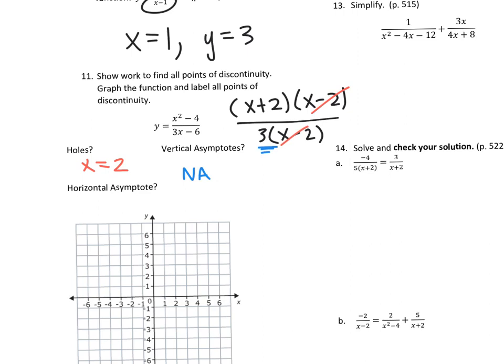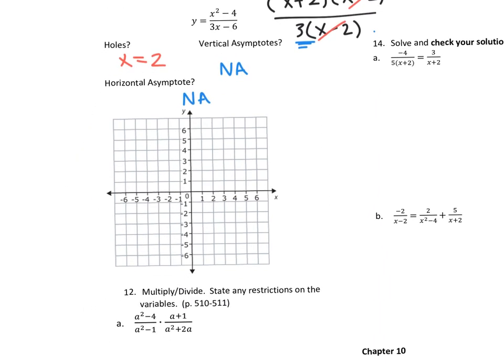Horizontal asymptote, you want to check the degree of the numerator and the denominator. If the degree of the numerator is greater than the degree of the denominator, which it is, there's not a horizontal asymptote. If the degree of the numerator and the denominator are the same, then you're going to do the ratio of the leading coefficients. If the bottom has a greater degree, it's going to be y equals 0.